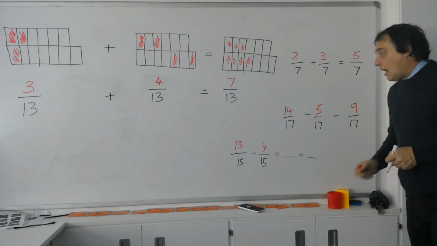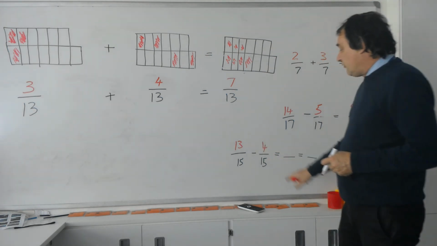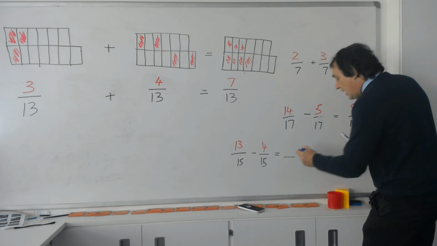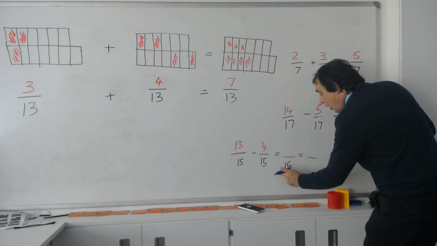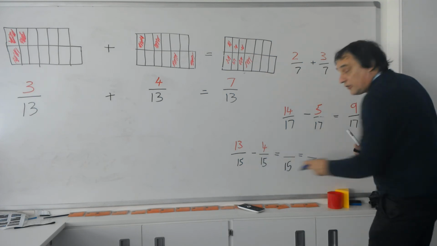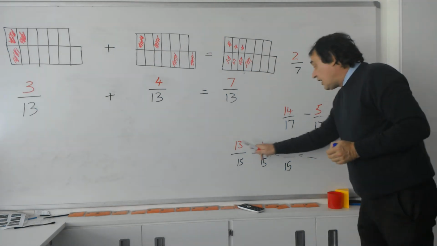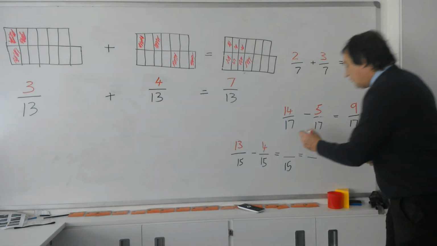One more, we've got 13/15 take away 4/15. We know straight away that our denominator is 15. Remember, it only holds when both our denominators in our question are the same, so we can do that. 13 take away 4 gives us 9/15.